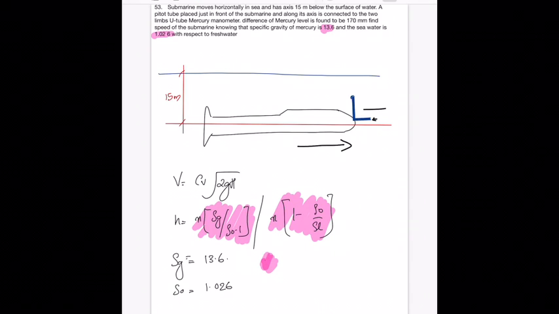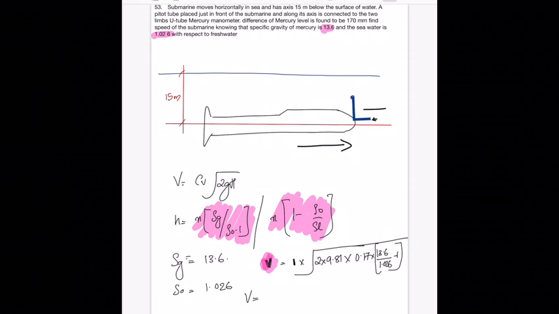Therefore V is equal to CV, the CV value is not given, so let us take CV as 1, since CV value is not given, into root of 2 into 9.81 times X, that is 170 mm, 0.17, times 13.6 by 1.026 minus 1. I'm doing this in one step.